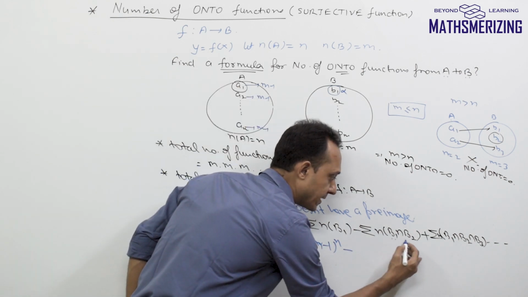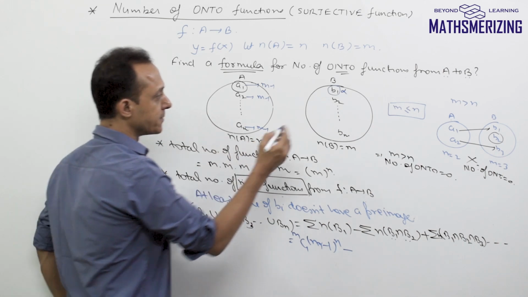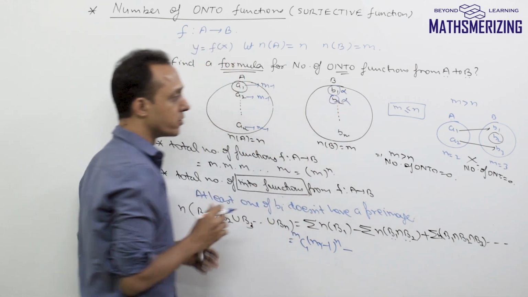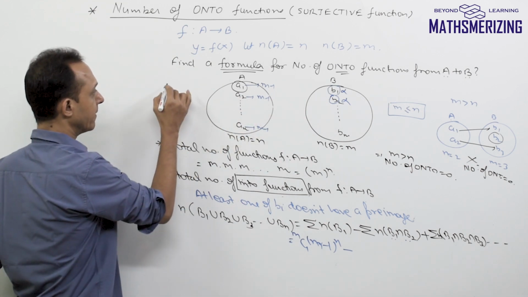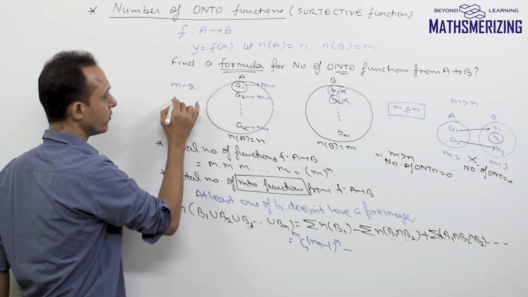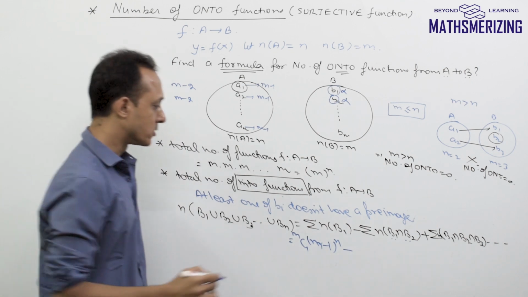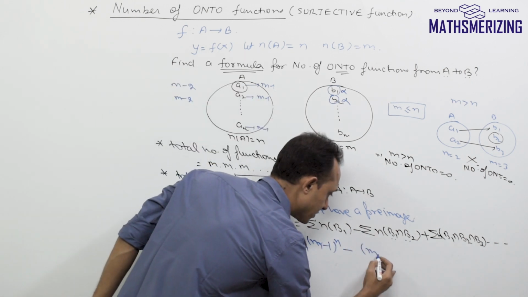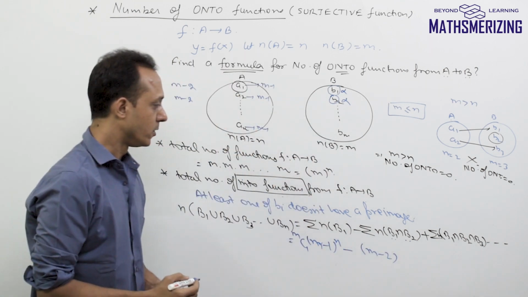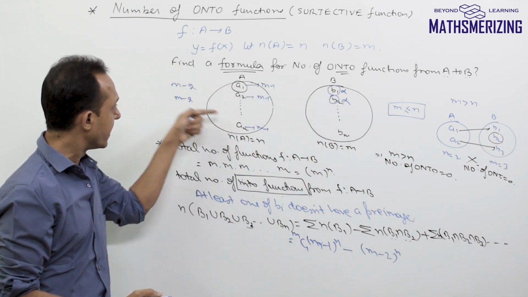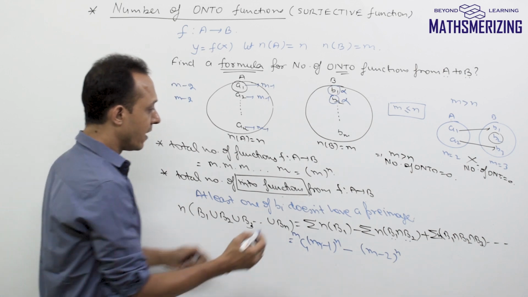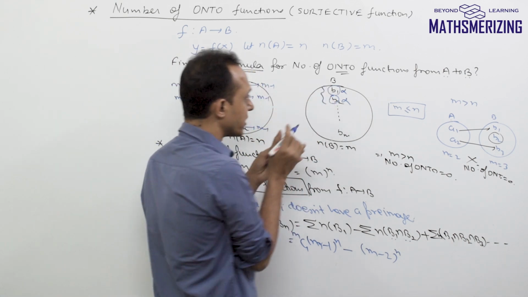Now what about B1 intersection B2? It simply means that B1 is missing and B2 is also missing. Now in this case, the total number of choices for A1 is simply m minus 2. For A2 also, it will be m minus 2. So it will be (m minus 2) to the power n, because for each A1, A2 and An I have m minus 2 choices.